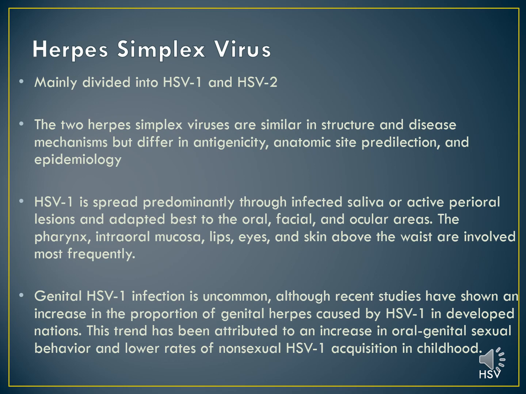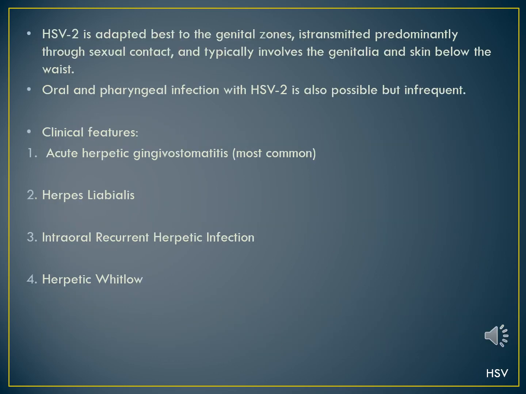Genital HSV1 infections are uncommon, although recent studies have shown an increase in the proportion of genital herpes caused by HSV1 in developed nations. This trend has been attributed to an increase in oral genital sexual behavior and lower rates of non-sexual HSV1 acquisition in childhood. HSV2 is adapted best to the genital zones and is transmitted predominantly through sexual contact and typically involves the genitalia and skin below the waist. Oral and pharyngeal infection with HSV2 is also possible but occurs infrequently.